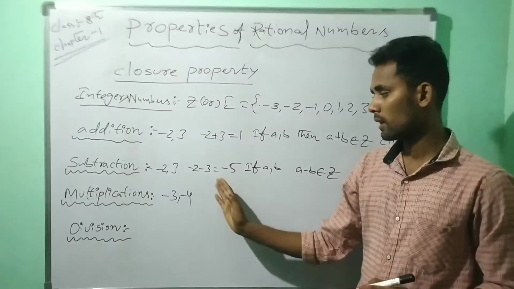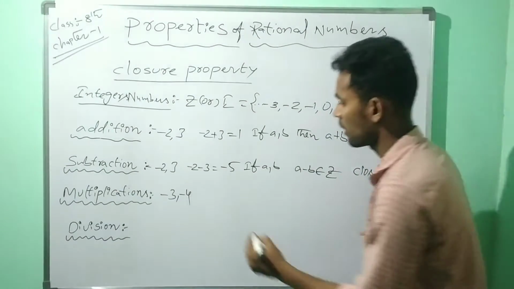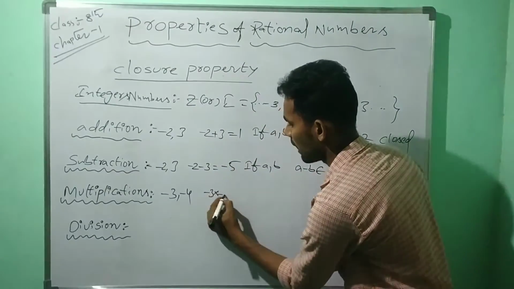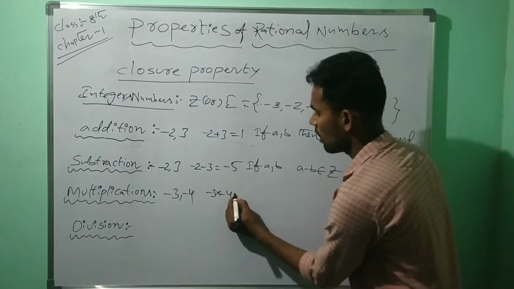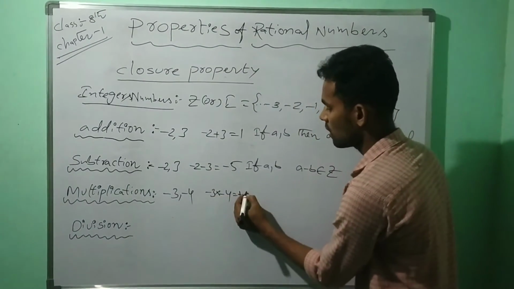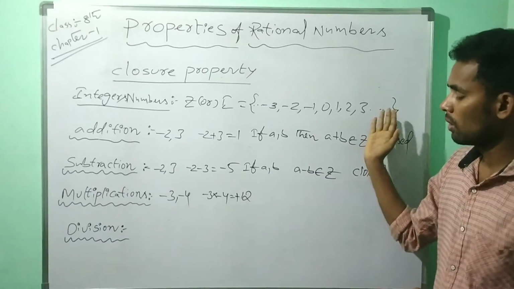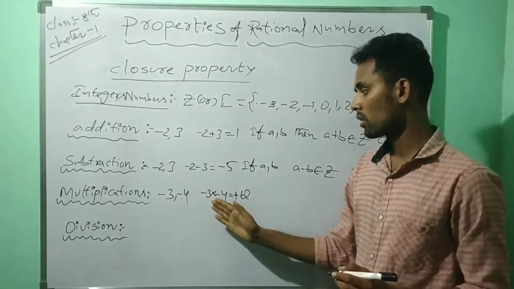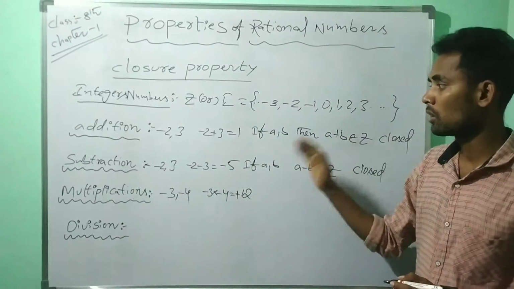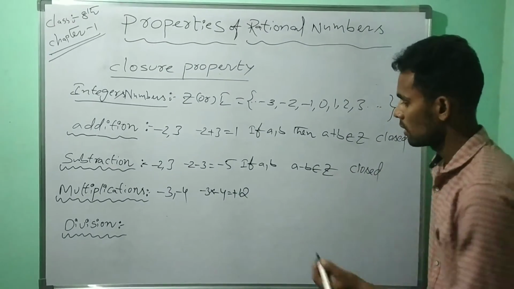Take any two integer numbers. What is the product? Minus 3 into minus 4. Minus into minus equals plus, and 3 times 4 is 12. Plus 12 is an integer number. So the product of any two integer numbers is also an integer number.